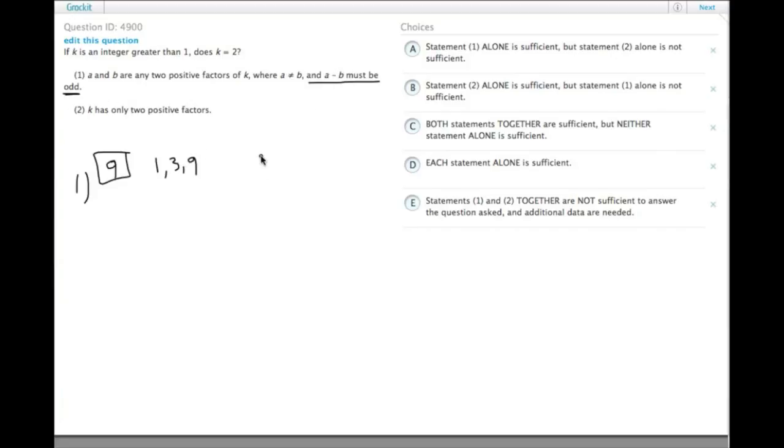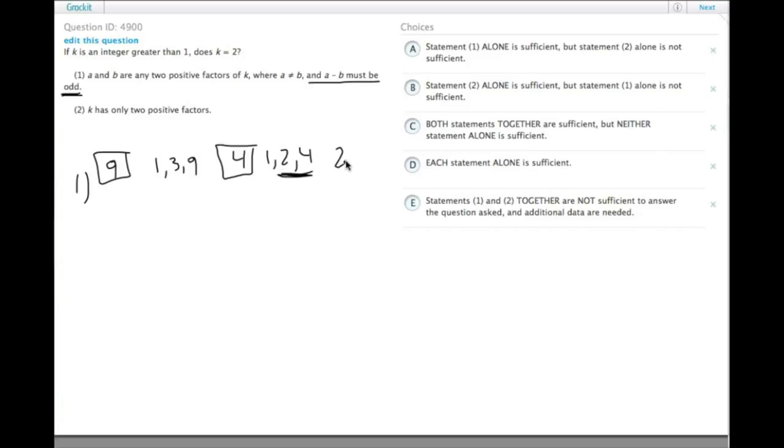Let's try an even number, like 4. If we choose a number like 4, the factors are 1, 2, and 4. So 4 minus 2 gives us an even number. So already we've found two of the factors that don't have an odd difference. 4 minus 1 is 3. That one is odd, but again, 4 minus 2 ruined this one for us. 2 minus 1, however, is odd.